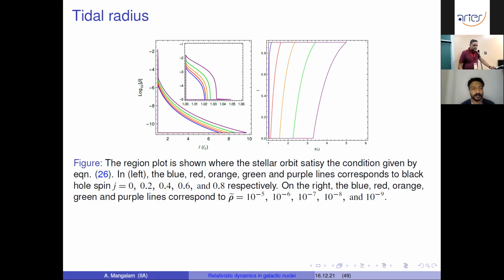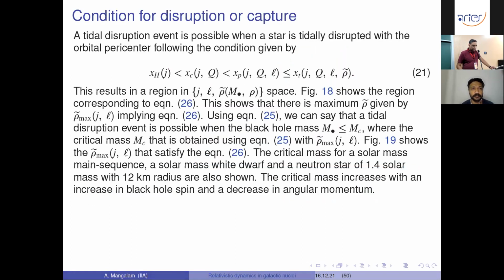Okay, thank you. So these tidal radii can now be calculated as a function of density and angular momentum. So these are important functions. Once you have this tidal radius as a function of angular momentum and also as a function of orbital angular momentum and spin, then you can look for a condition for disruption or capture.